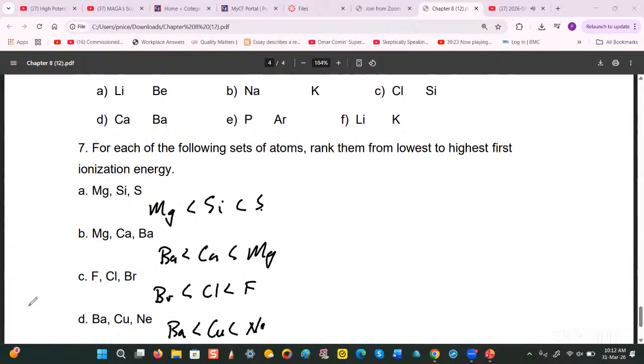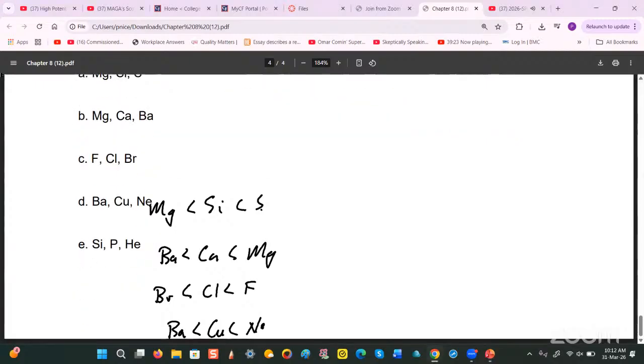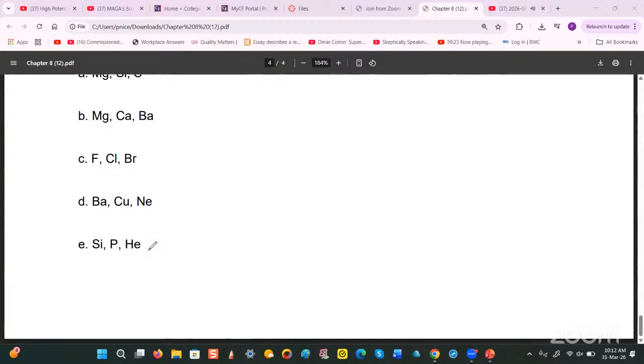Okay. Any questions about these? Oh, here's one more. Okay, I didn't see that one. Let me clear this. So for this one, they gave you silicon, phosphorus, and helium. Silicon is there, phosphorus is to the immediate right, and helium is to the right and above. It's in the correct order as well, so the answer will be silicon first, followed by phosphorus, followed by helium. All right, so that's it.